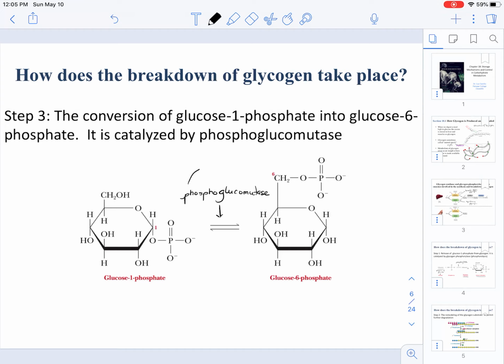And the type of enzyme that phosphoglucomutase is, is an isomerase. Because when we compare the structures of glucose 1 phosphate and glucose 6 phosphate, they're going to have the same chemical formulas. It's just that our phosphate group was moved from position 1 to position 6.